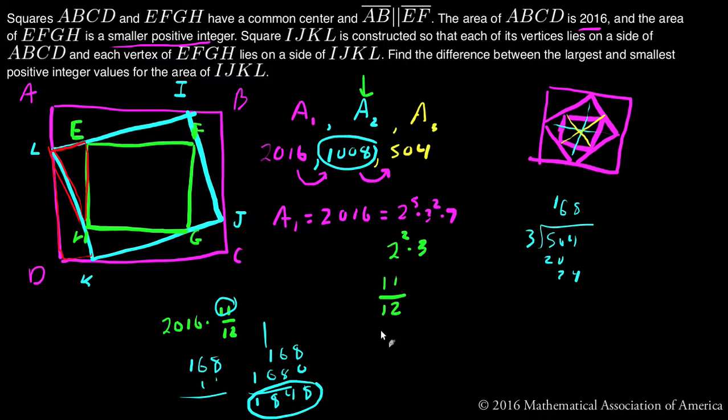The smallest is 1,008. So to get the difference between the largest and the smallest, just subtract 1,848 minus 1,008, and that gives me 840.